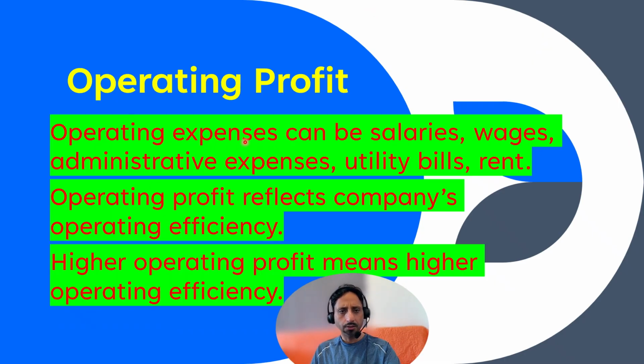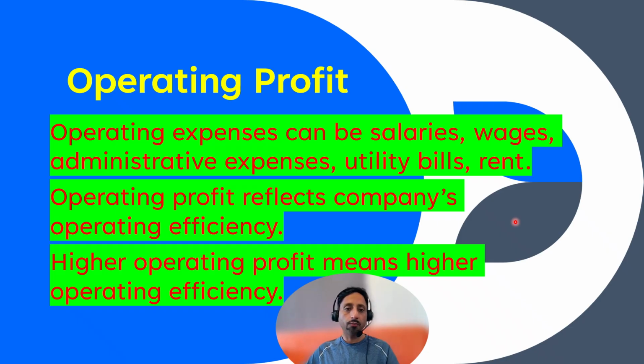So what can be the different operating expenses? Operating expenses can be salaries of staff. It can be wages, that is daily wages. It can be administrative expenses, if you have managers or admin staff. It can be utility bills, electricity bill, gas bills. It can be rent. It can be depreciation when you have the machinery and due to wear and tear, the machinery loses its value. So there can be a number of different operating expenses. So you mentioned the operating expenses.